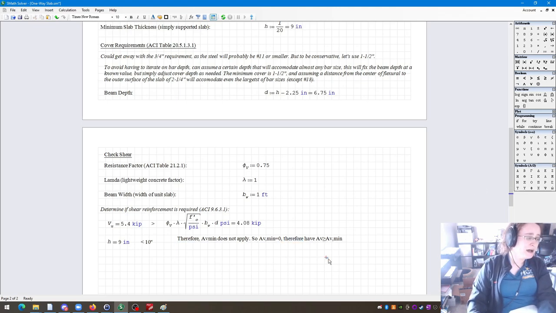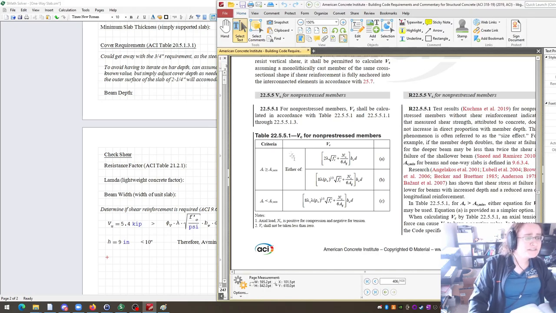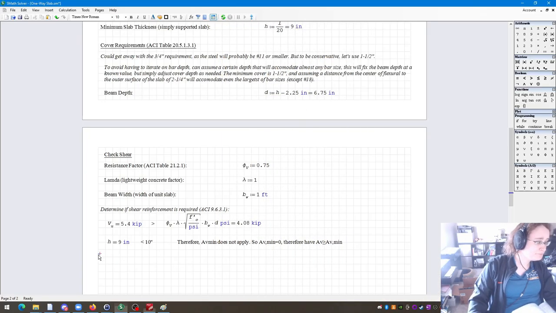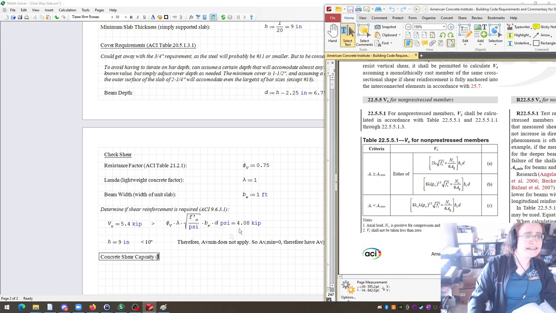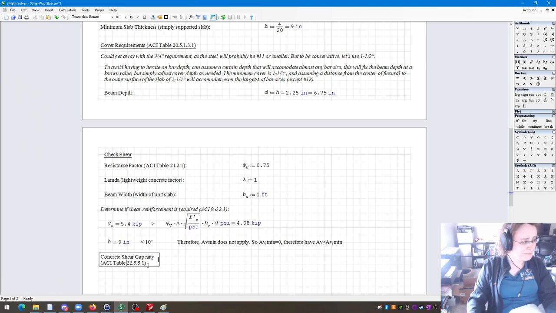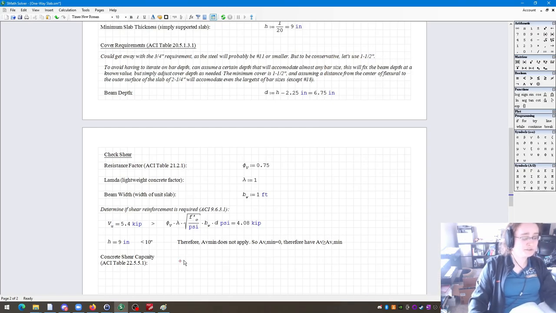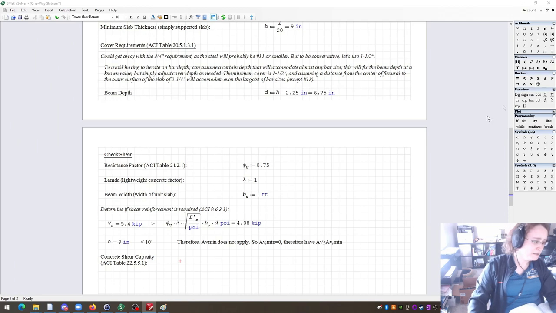AV, again, referring to shear stirrups, but you typically only see that in beams, unless you had some sort of very thick concrete slab. Okay, so we've confirmed now that we can use this equation for our concrete shear capacity. And again, this will be ACI table 22.5.5.1. And that's going to be 2 lambda times root F prime C. And again, this NU over 6 AG isn't going to matter because we don't have any axial force present in our beam or in our slab, which is a beam basically.